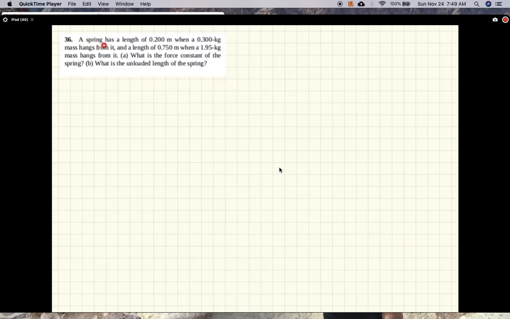This problem says a spring has a length of 0.2 meters when a 0.3 kg mass hangs from it, and a length of 0.75 meters when a 1.95 kg mass hangs from it. What is the force constant of the spring? What is the unloaded length of the spring?